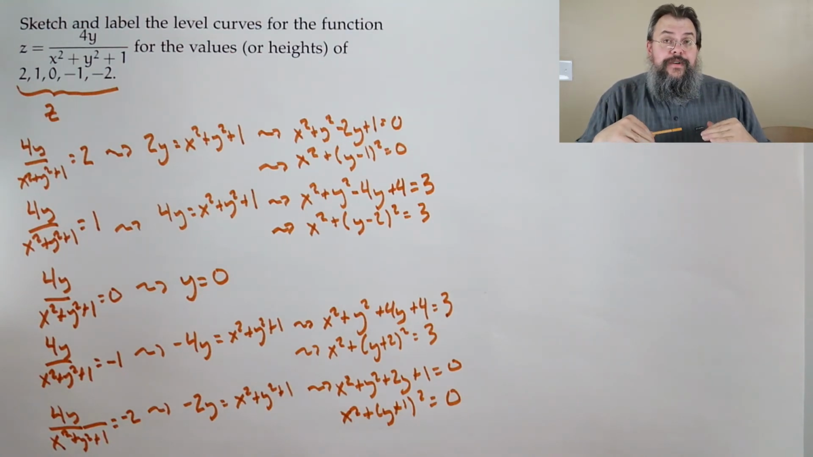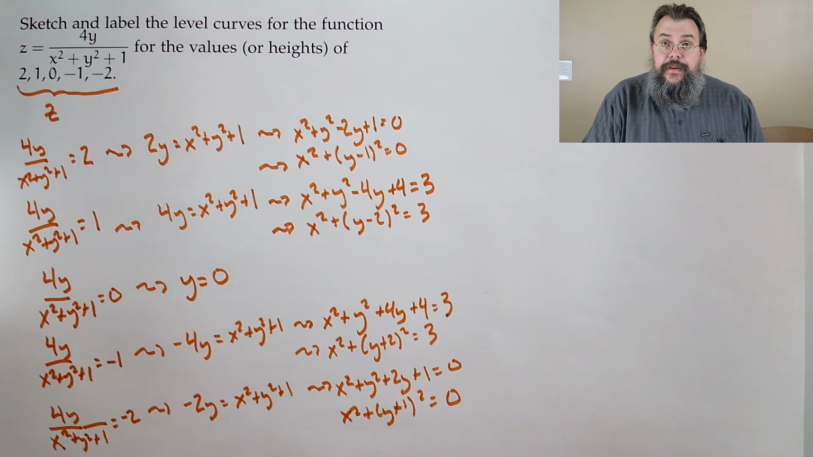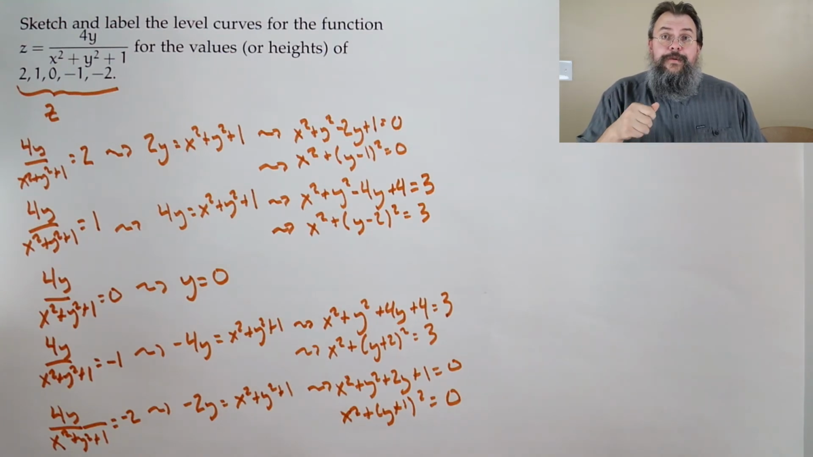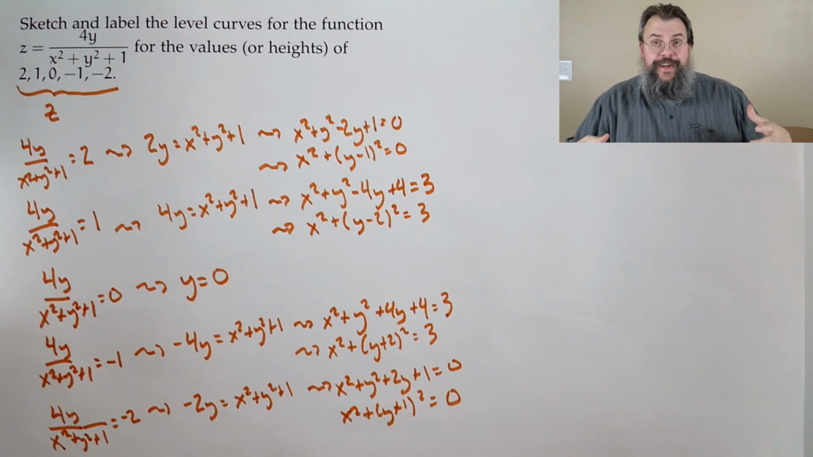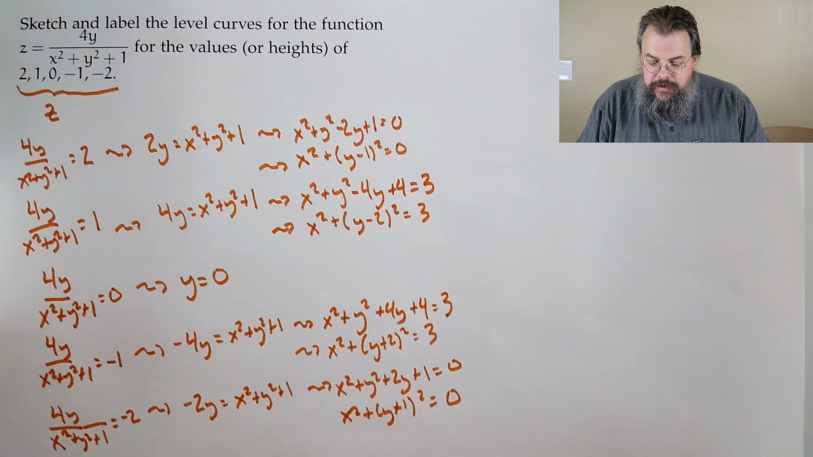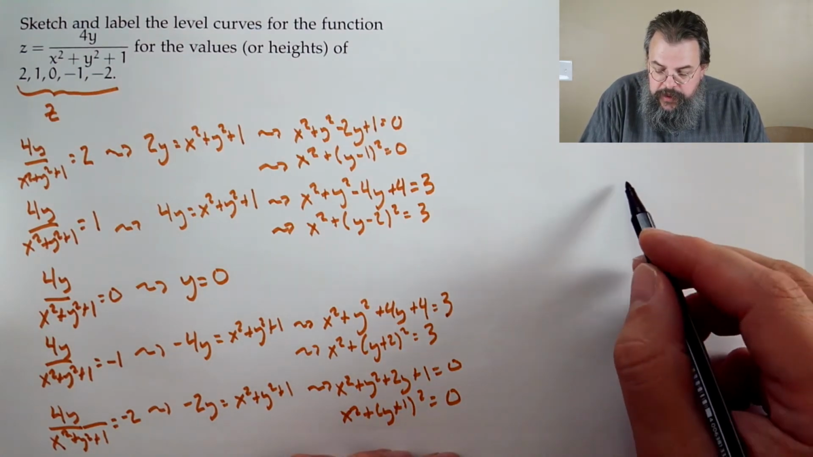Now what we're going to do is say, okay, we've rewritten them in a way that we can actually plot them. So our next step is to draw them, and then we have to do the label. So we've sort of done the prep work so that we can now finish the sketch and the label. So if we do this, what's going to happen? Well, we'll get the following.